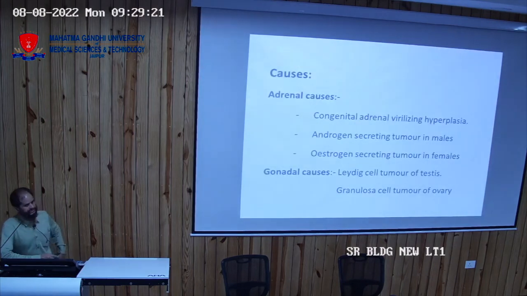Then the causes may be adrenal cause or gonadal cause. In adrenal cause, congenital virilizing hyperplasia, adrenal virilizing hyperplasia, then androgen secreting tumors, okay, and estrogen secreting tumors. Then gonadal causes may be there, that is Leydig cell tumor, which is secreting testosterone, you know. Leydig cells secrete what? Testosterone. And what do granulosa cells secrete? In case of female, it is estrogen and progesterone.